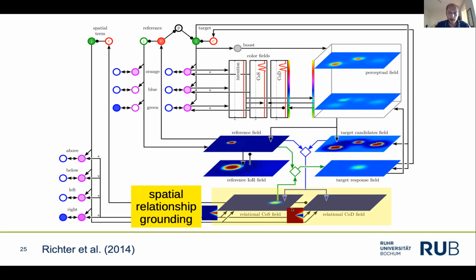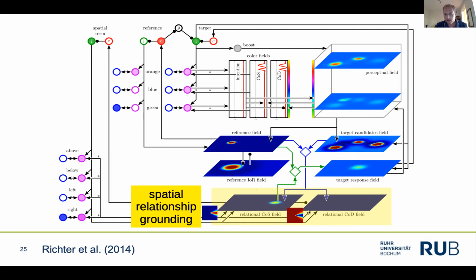As before, we have a relational condition of satisfaction field, which receives input from a coordinate transform, thereby forming subthreshold bumps on the relative locations of the target candidates in a coordinate system that's centered on the reference object. It also receives spatial relational templates from the spatial relation concept nodes. And when these overlap, the field forms a peak on those target candidates that are in fact in the given spatial relation to the reference object.